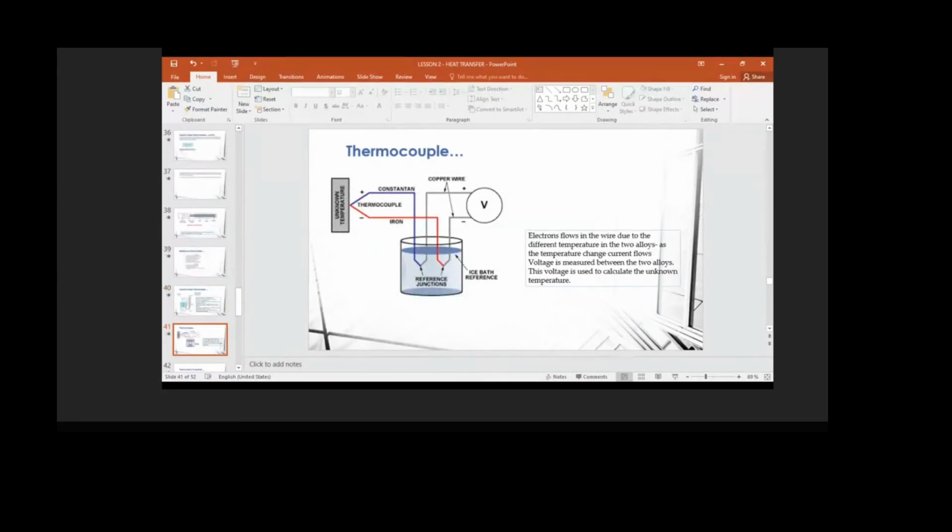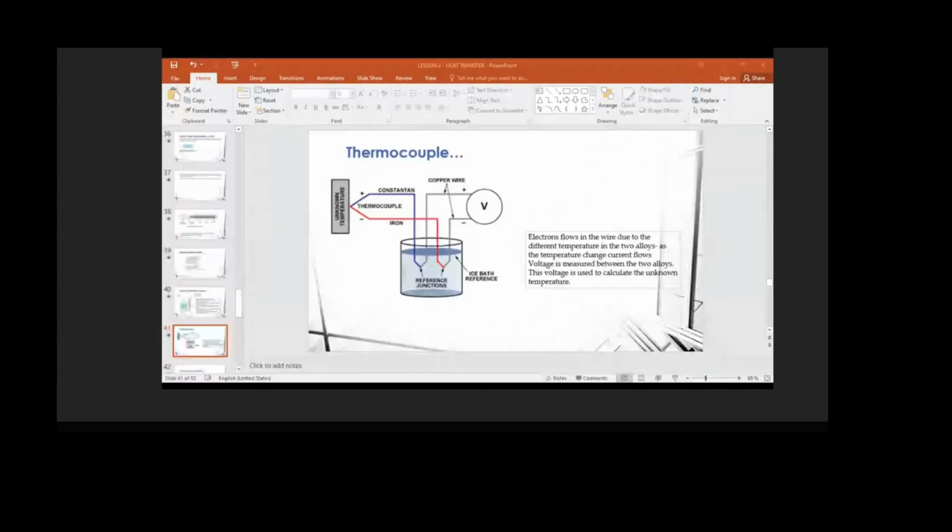Now, a very precise one that's not used in the lab is a thermocouple. All right, so electrons flow in the wire due to different temperatures in the two alloys. As the temperature changes, current flows. Voltage is measured between the two alloys. This voltage is used to calculate the unknown temperature. So the thermocouple is a very accurate way of measuring temperature because it uses current to record the voltage difference between two wires in the thermocouple.